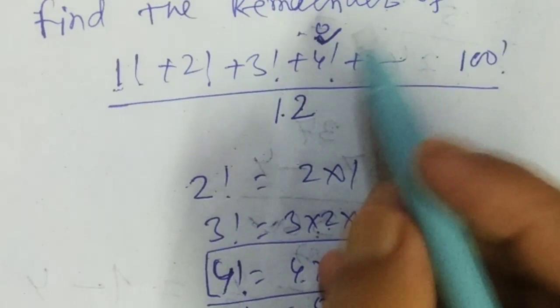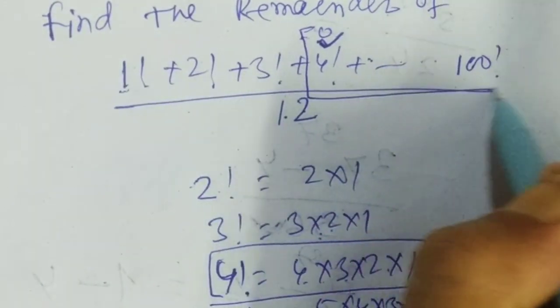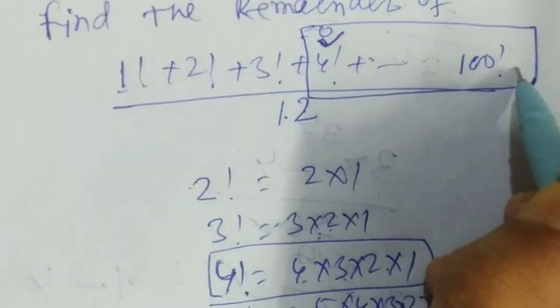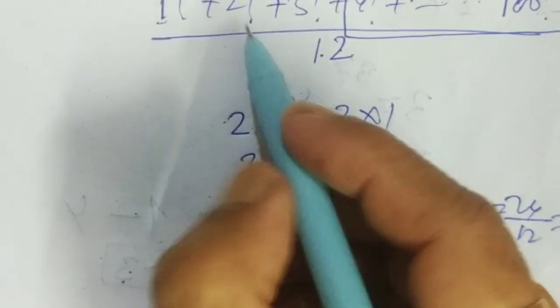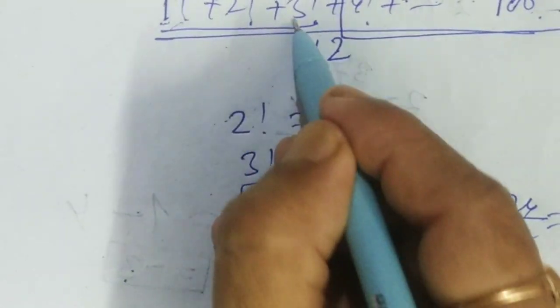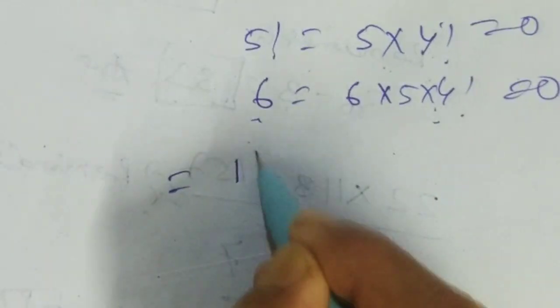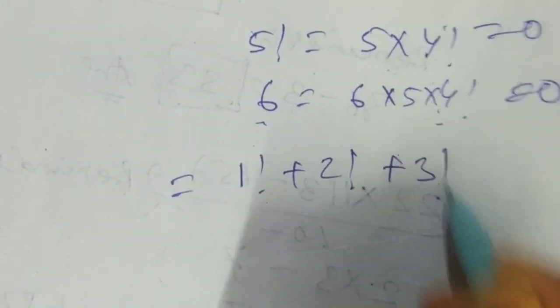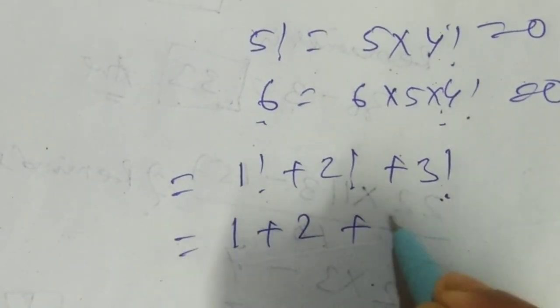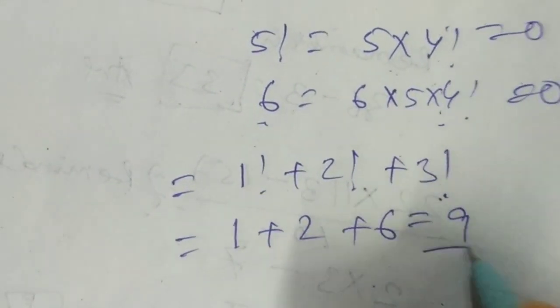All are 0 from here to 100 factorial. 4 factorial to 100 factorial all are 0. So what is the remainder here then? Only this remains, no? 1 factorial plus 2 factorial plus 3 factorial. So which is equal to 1 plus 2 plus 6, which is equal to 9. This is the remainder.